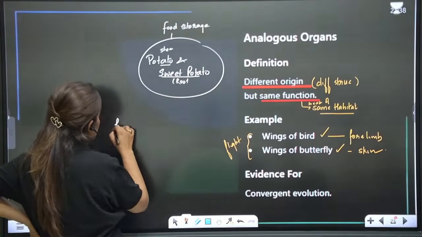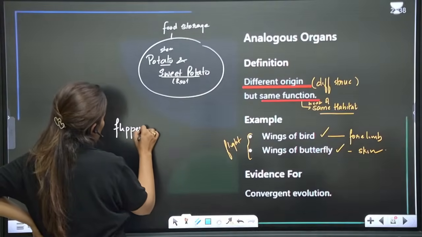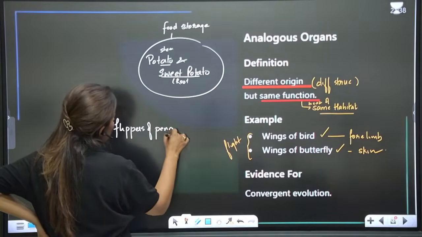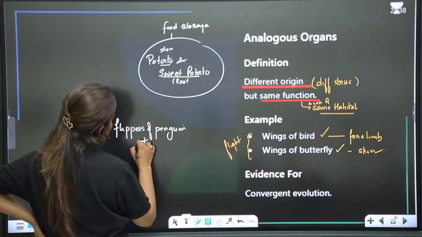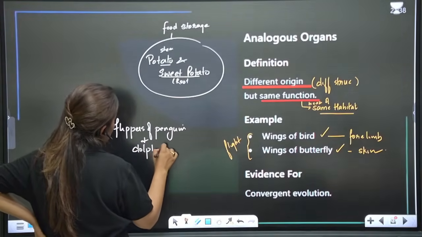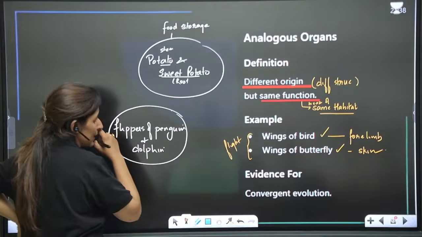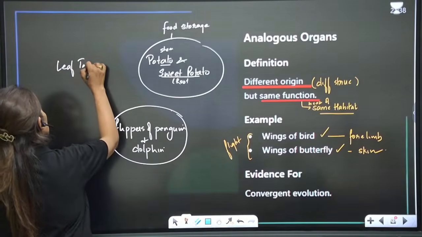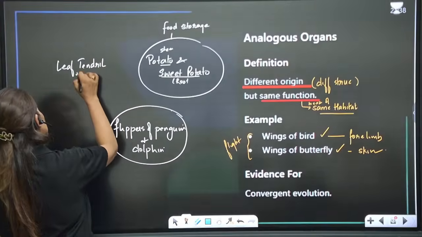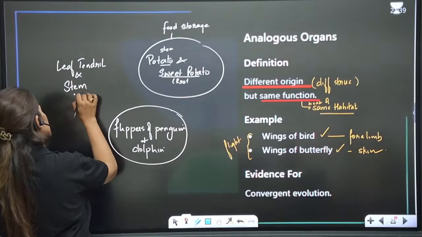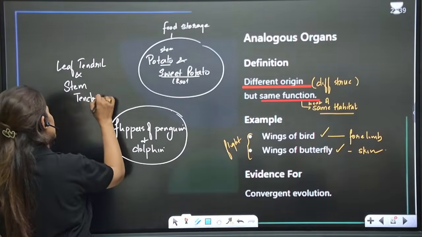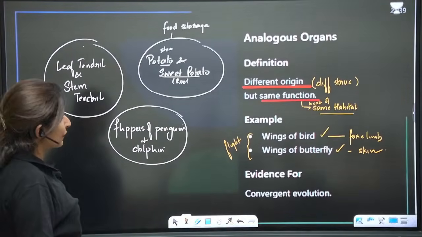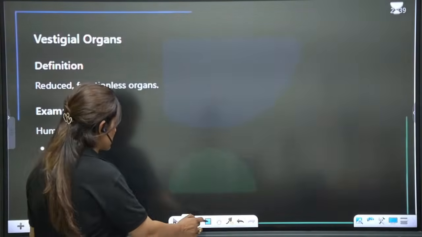Then flippers of penguin and dolphin. Right? Are you getting that? Similarly, leaf tendril and stem tendril, both used for the same function. So you just have to check the function here. So these are all analogous organs. Are we clear? Then coming on to vestigial organs.